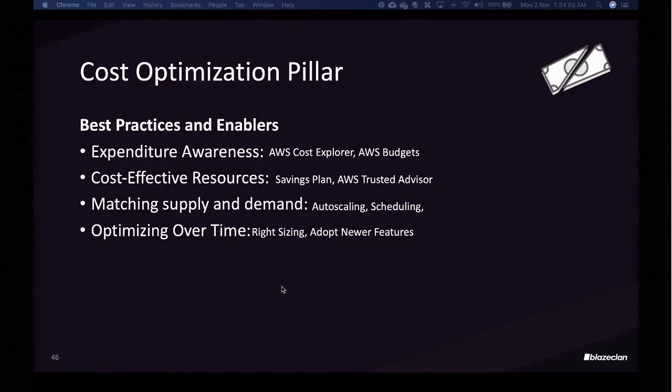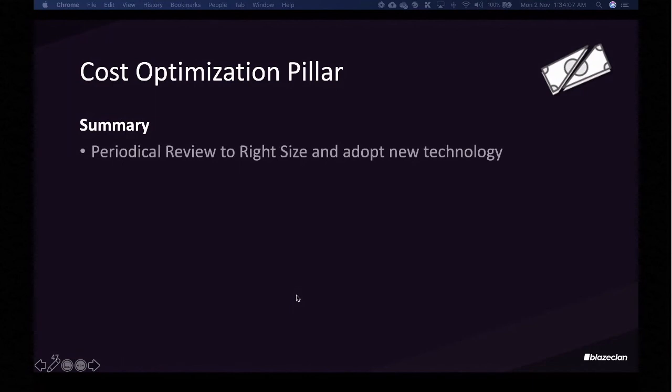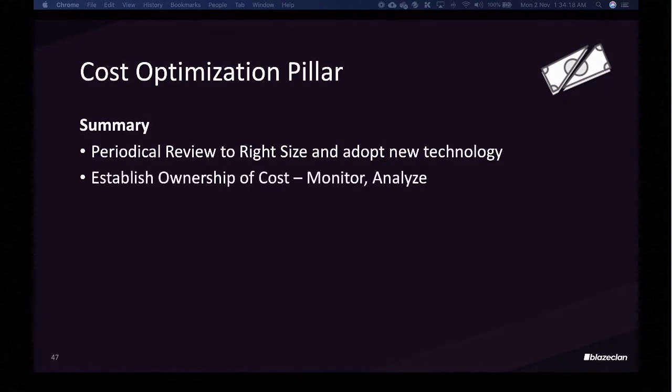So, quick summary for the cost pillar. Periodical reviews to right size and adopt new technology is very critical so that you are getting better performance at a better cost, and you are improving from your security aspect as well. Establish your ownership of cost, monitor and analyze them. That way, you are able to track it. And finally, automate as much as possible and use managed services. This helps reduce your total cost of ownership.